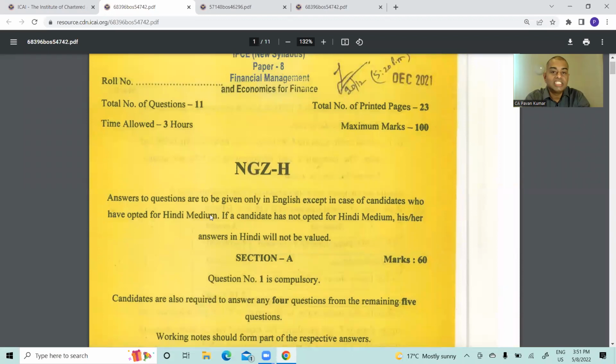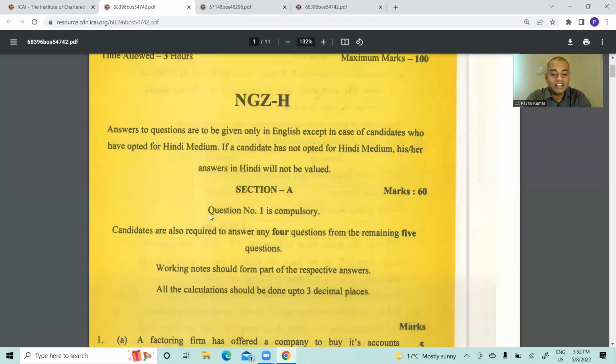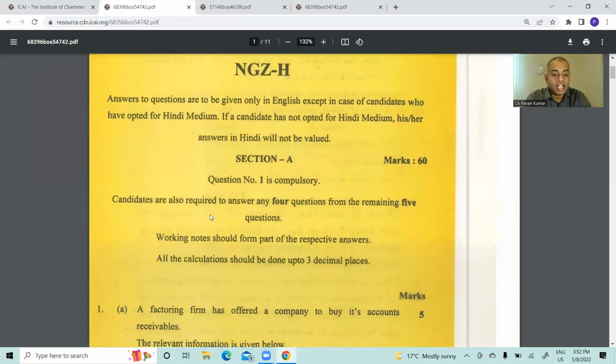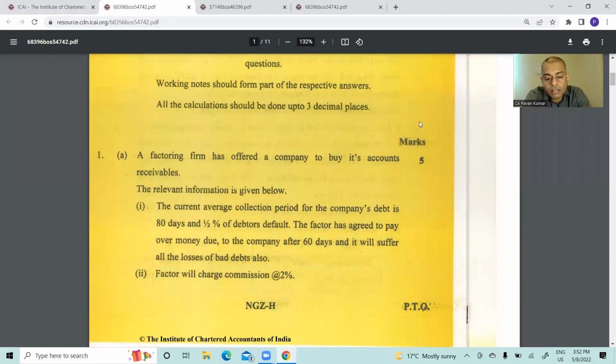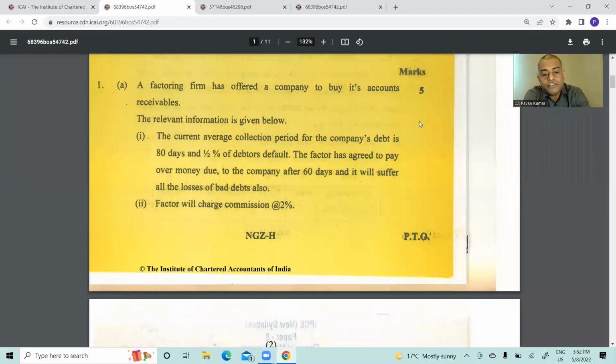Total number of printed pages 23. Reading this 23 pages itself, student will get a heart attack. Okay. So section 1, Akshay, can you say hi? Hi, sir. So this is first section, that is financial management for 60 marks. Okay. So yes, all of you guys read question number 1.